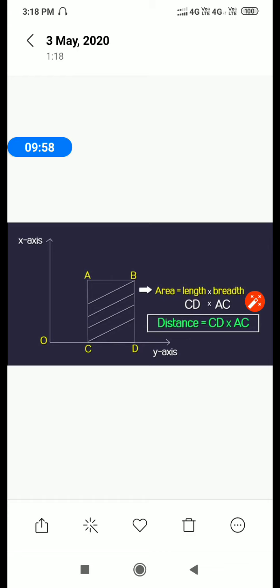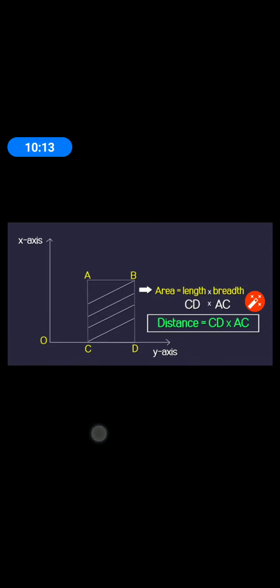So what is the area of a rectangle? It is length into breadth. So what is the length? Length is CD. And what is the breadth? It is AB, AC or BD. Okay. Now distance is equal to area, and area is equal to CD into AC. Okay. Is that clear to you? Any confusion? In this graph, when the velocity is constant, we have to calculate the distance using this method.